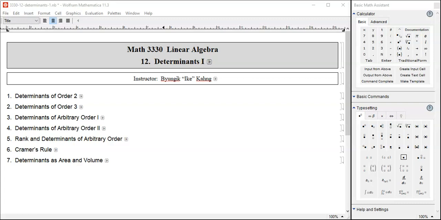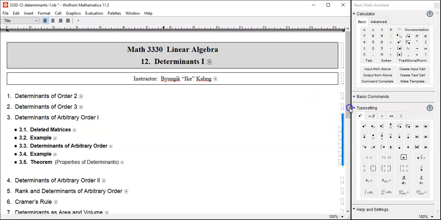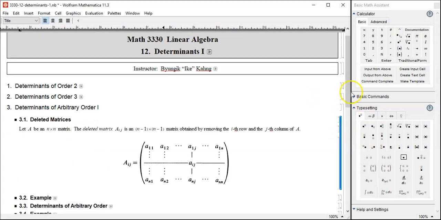Hello students, welcome back. We are done with the determinants of order 1, 2, and 3. Now let's go over to the determinants of arbitrary order. But before that, some preparation.